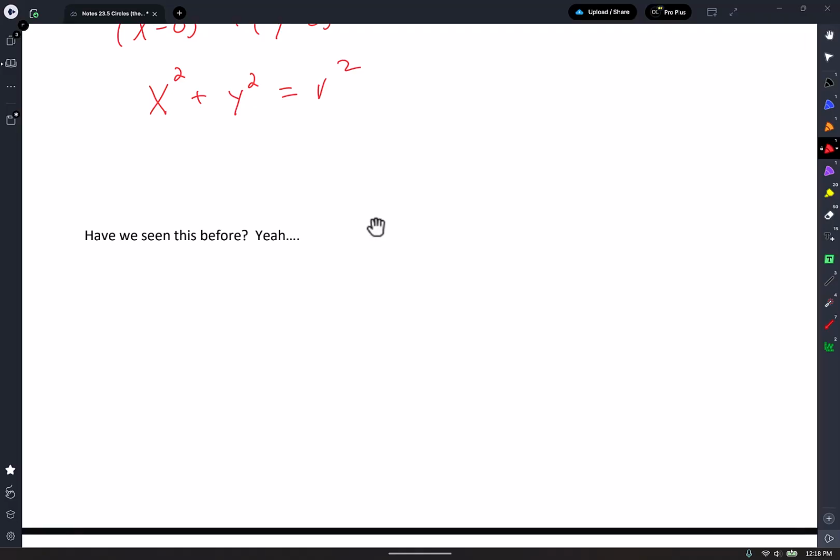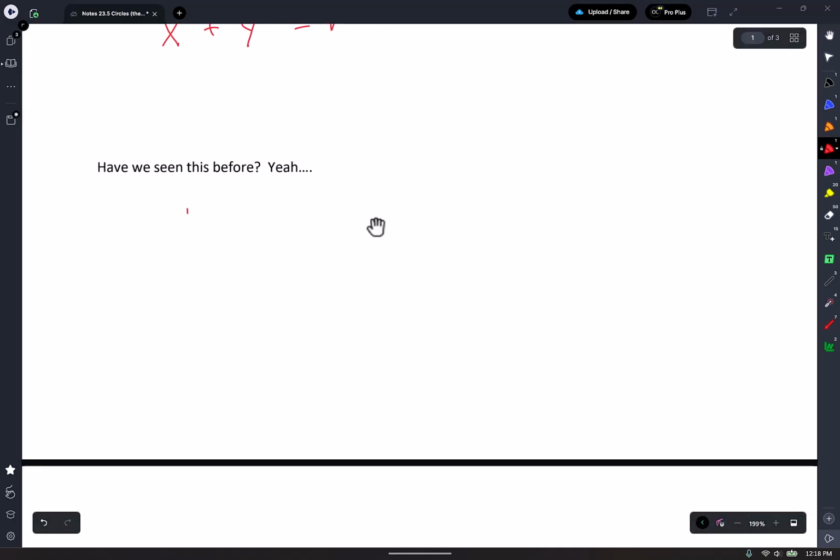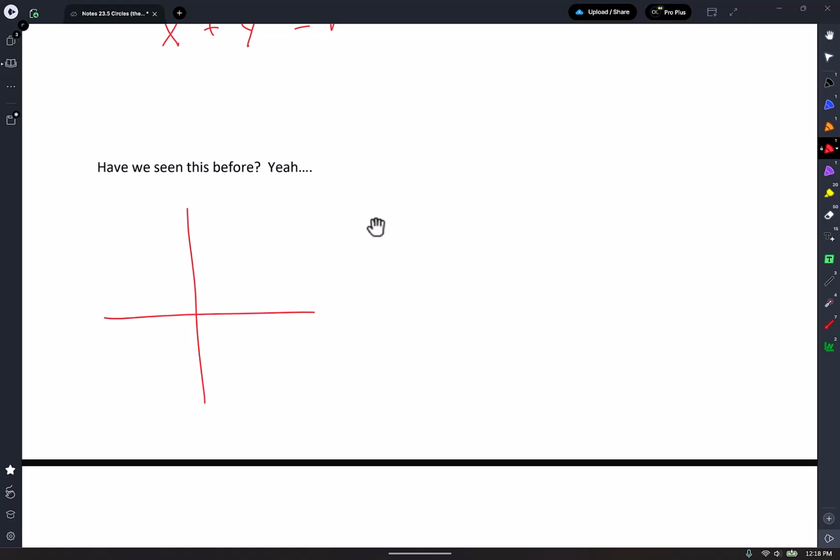Have we seen this before? Well, you actually have. Look what I'm drawing. What do I call that? The unit circle. Well, I guess I have to put a 1 here. That's the unit circle, and you've seen this many times before. This is some angle. That coordinate is some x comma y.